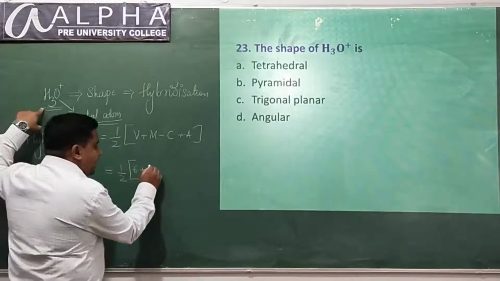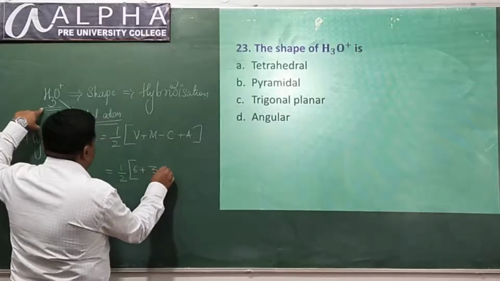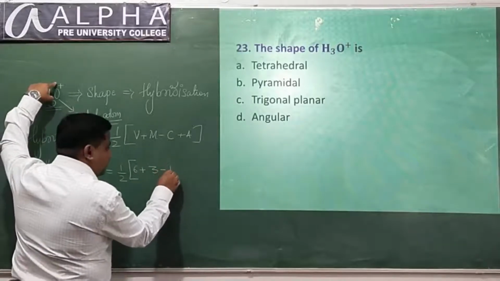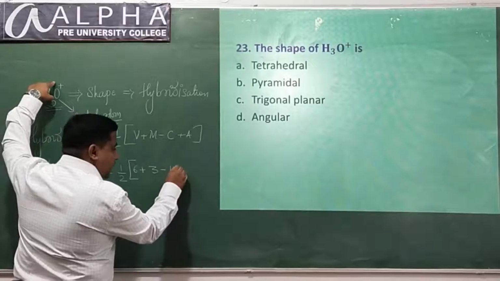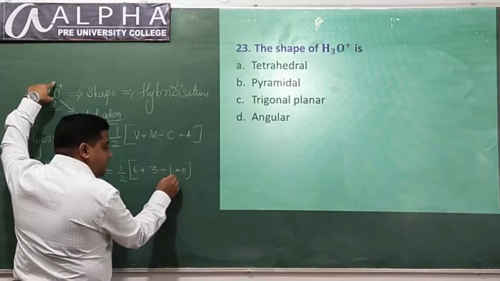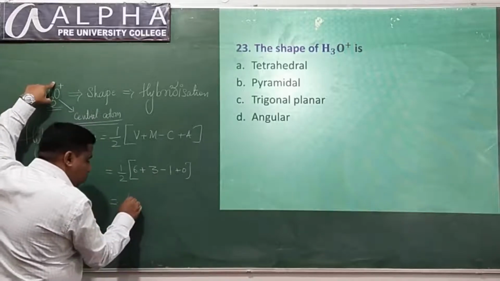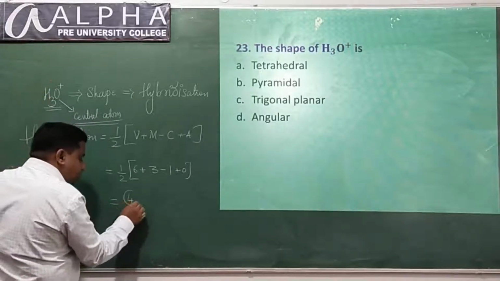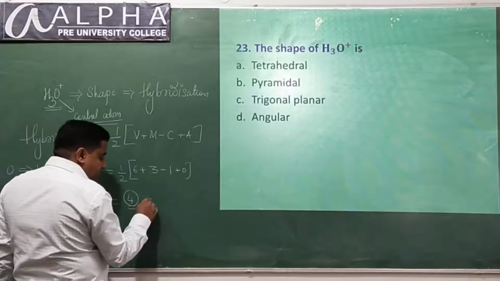3 monovalent atoms, minus the total positive charge, which is 1. The total negative charge is 0. So 6 plus 3 is 9, 9 minus 1 is 8, half of 8 is 4. If you get the answer as 4, what type of hybridization is it?